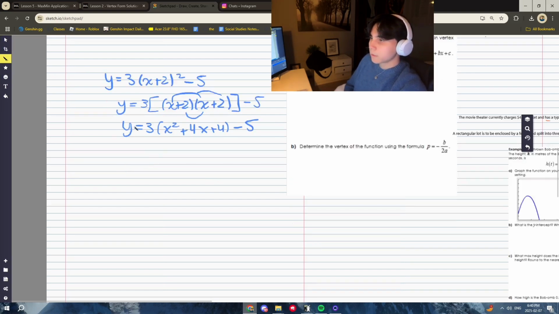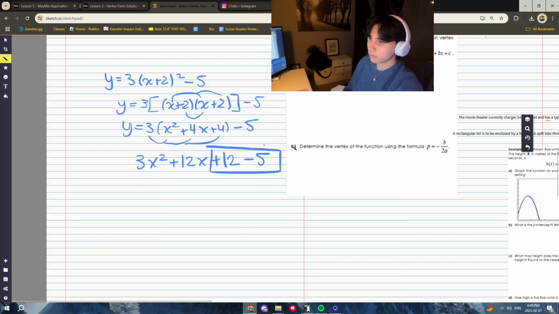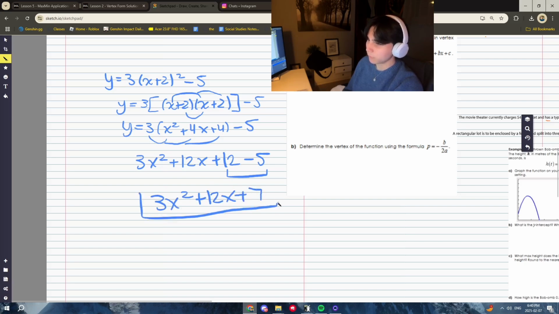And now, since we kept it all in brackets, we actually have to distribute this 3 onto everything before we can subtract 5 at the end. So just make sure you're multiplying 3 by everything. So we have 3x squared plus 12x plus 12 minus 5. Now you can just subtract and collect like terms at the end. So you get 3x squared plus 12x plus 7 as your final function.